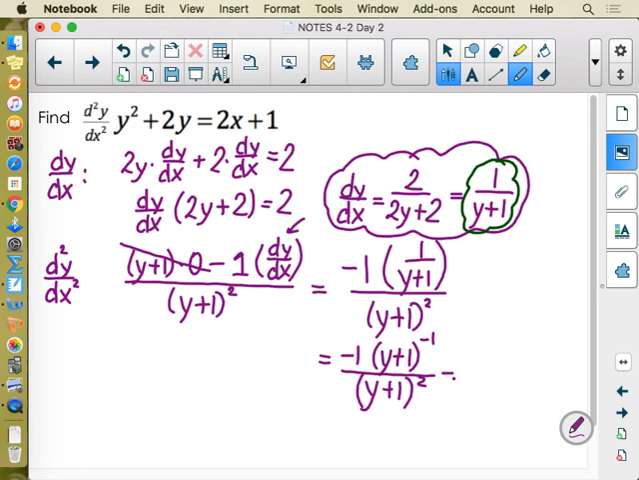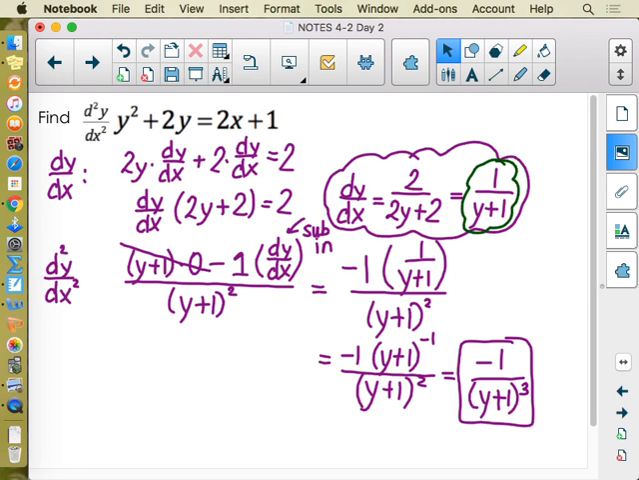That -1 factor of it really means it belongs in the denominator as a third factor of y plus 1. So there's our second derivative. So if dy/dx comes up in a second derivative, you know what that is, and you're going to sub it in to find the derivative for the second part.